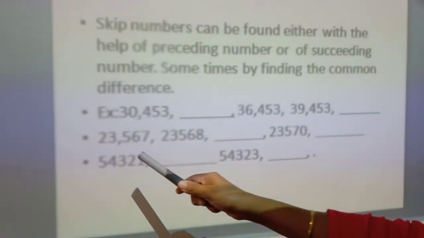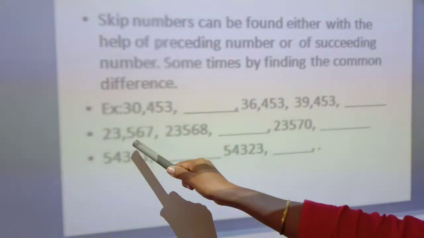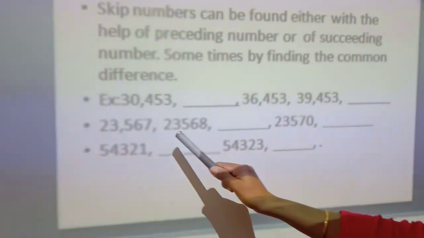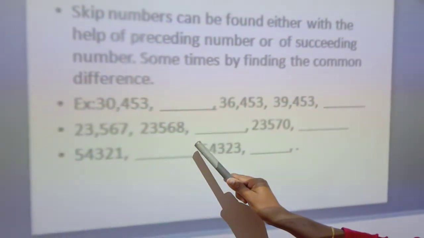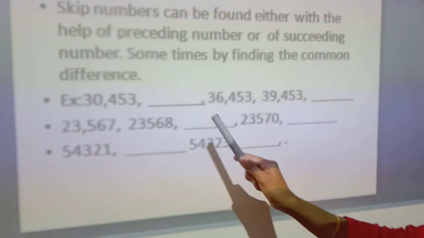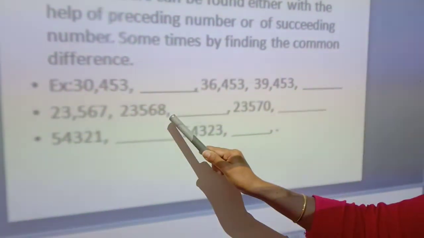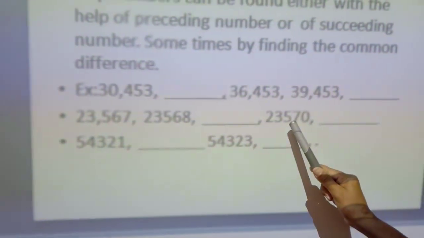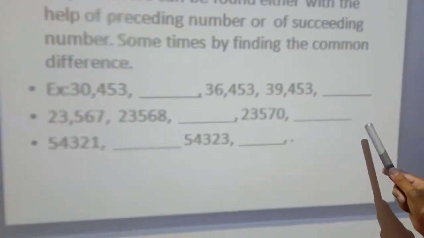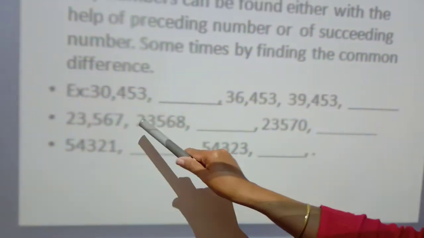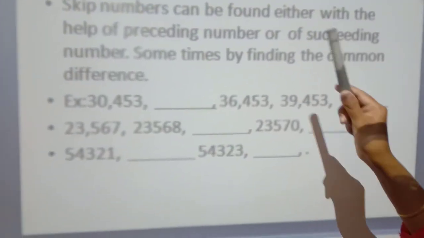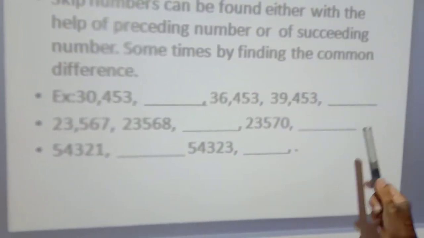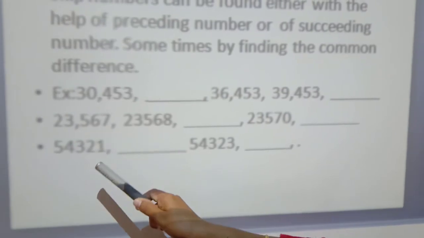Now, in the next example, you see 23,567, 23,568. The next number will be 23,569. Here it is a succeeding number. So here also, 70 means the next number will be 71. This is based on the succeeding number example.